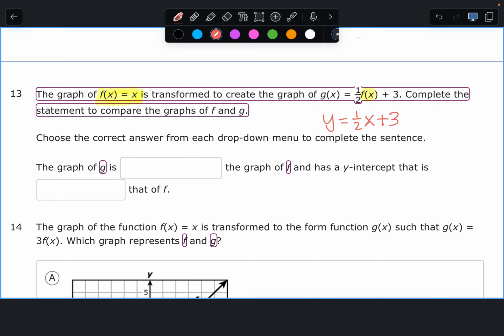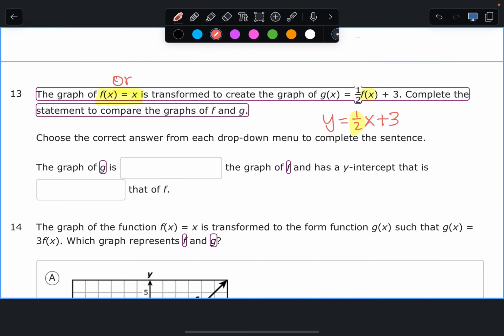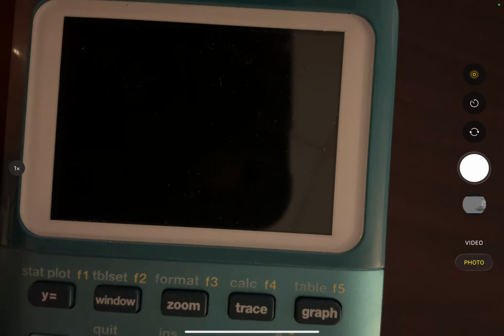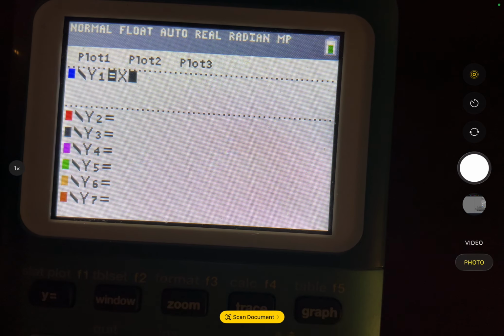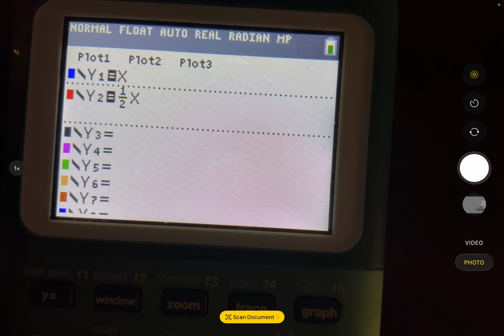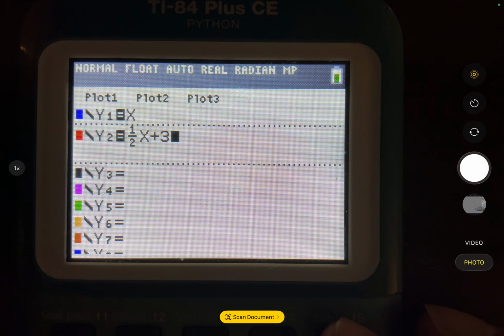But a 1/2 fraction is going to what? This is not a parabola, so it's not fatter and narrower. Let's look at it. You're going to type both of these in. You're going to type in your original and your new one. Okay? So my original is y is equal to x. That's my parent function. The new one is 1/2 x plus 3. And you want to see what changes. So I'm going to hit graph.